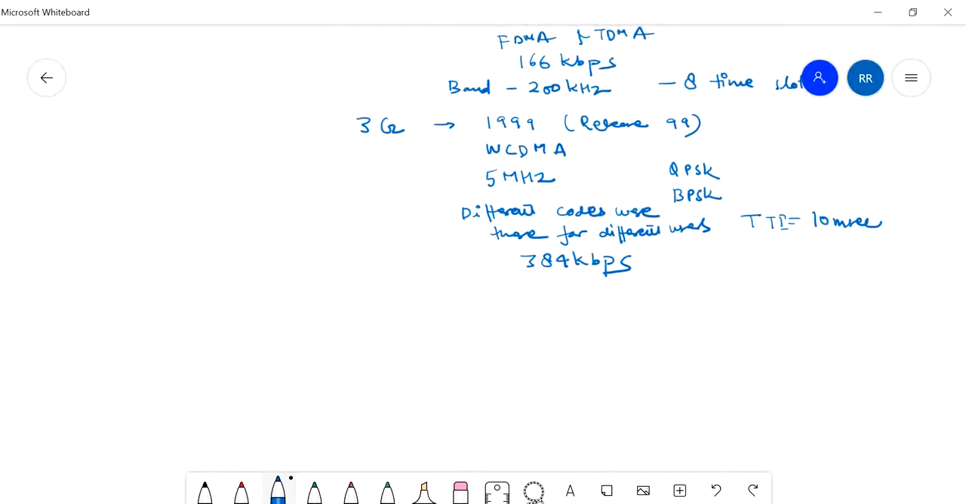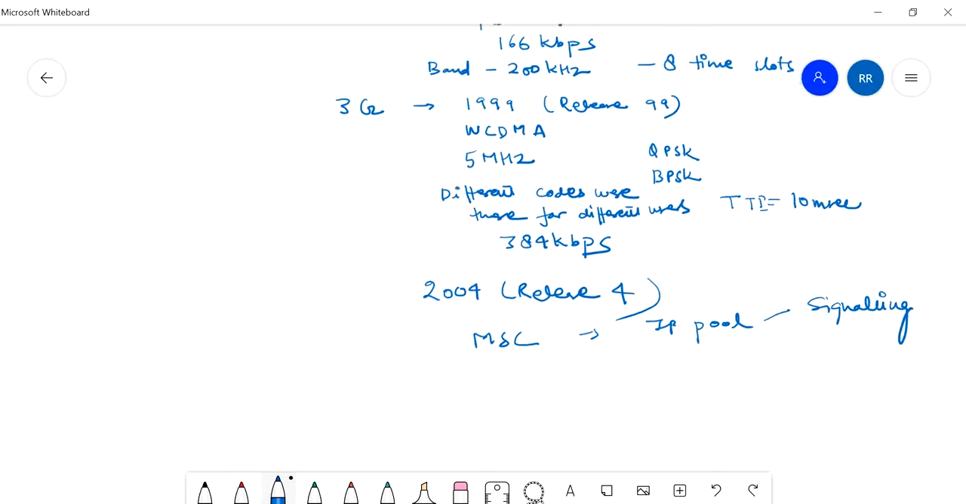Now then evolution happened in 3G only, like in year 2004, we call it release 4. The MSC happened totally on IP pool. This was a major change. The MSC happened totally on IP pool, gateway for switching and all. MSC signaling totally on IP pool signaling.